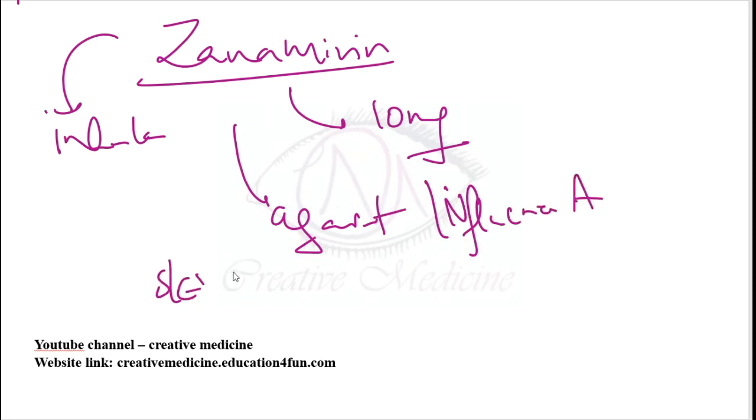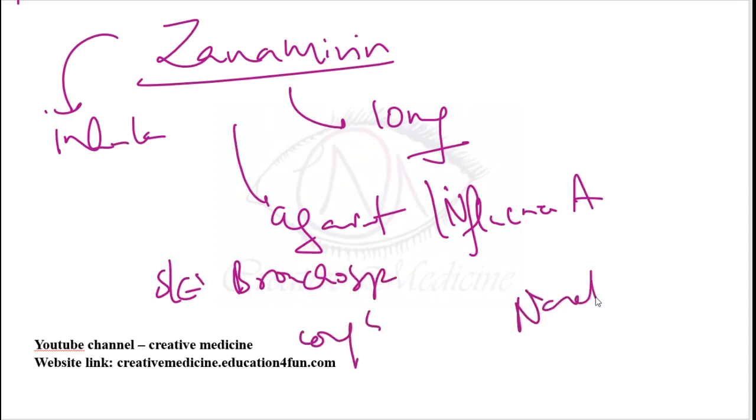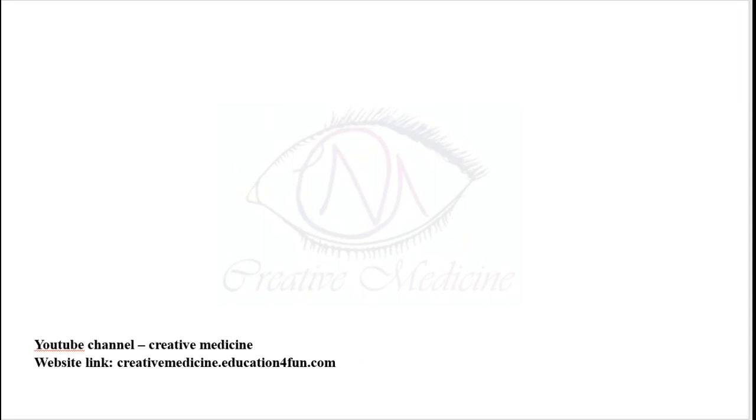If you see the side effects of zanamivir, we have bronchospasm, cough, nasal congestion, and also neutropenia in the patient. So zanamivir is used as an inhaler, 10 milligrams, acts against influenza A and B. It causes bronchospasm, cough, nasal congestion and neutropenia.